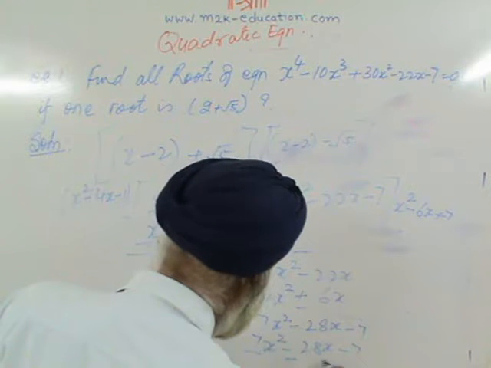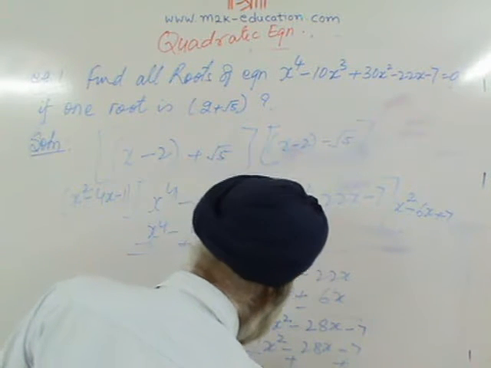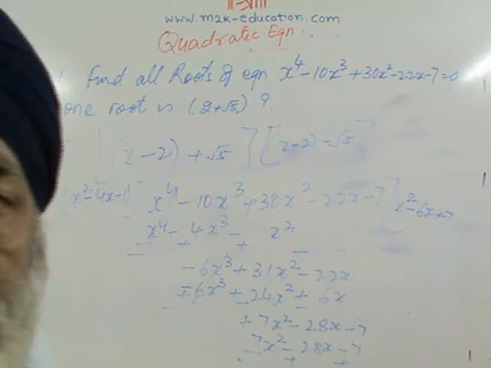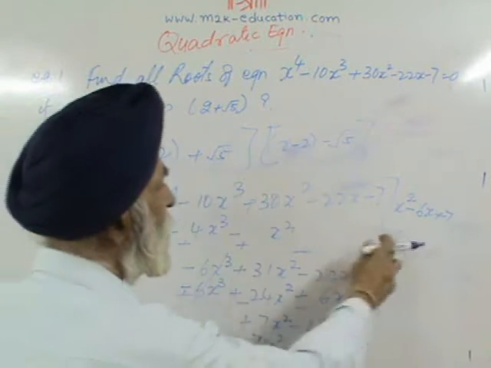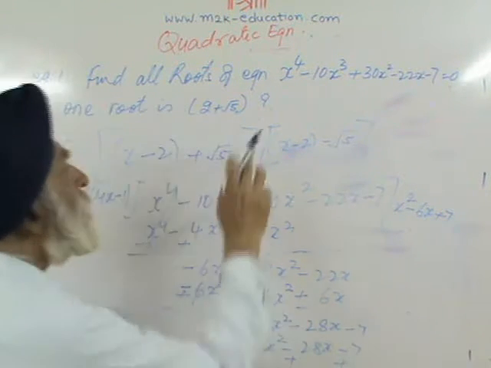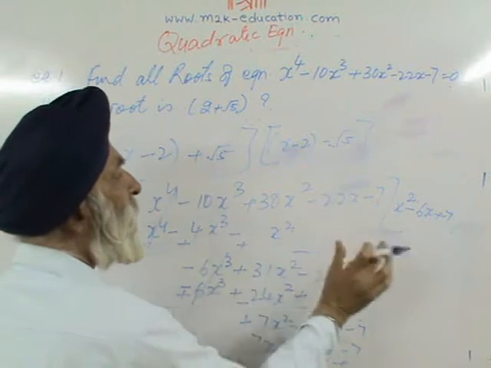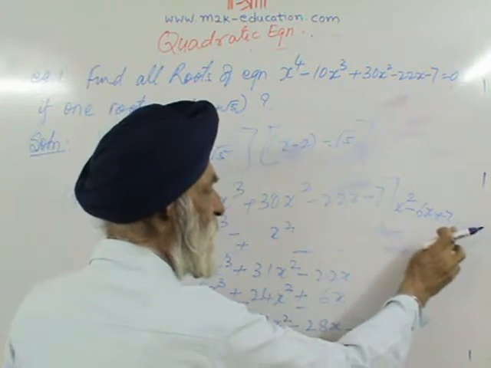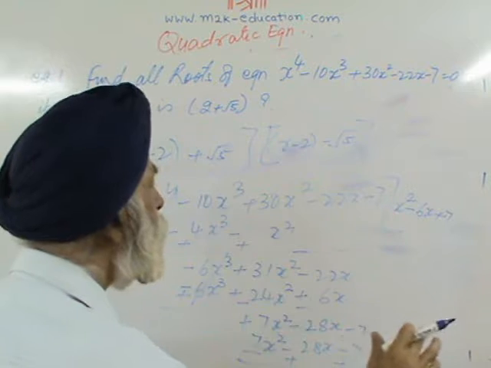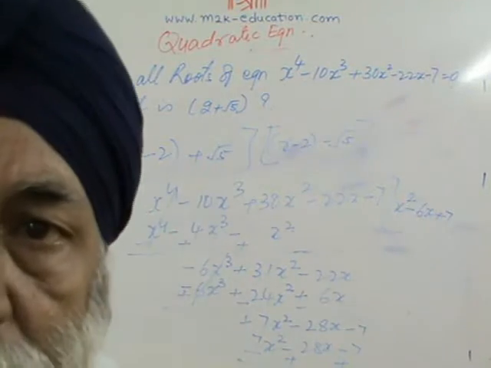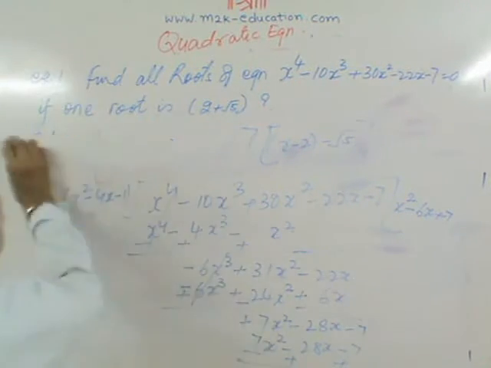Subtracting it, we will get remainder 0. It means this is a clear factor, x square minus 6x plus 7. So being the fourth degree, we have got two quadratic factors of it. That is x square minus 4x minus 1 and x square minus 6x plus 7, and both equal to 0. Okay?